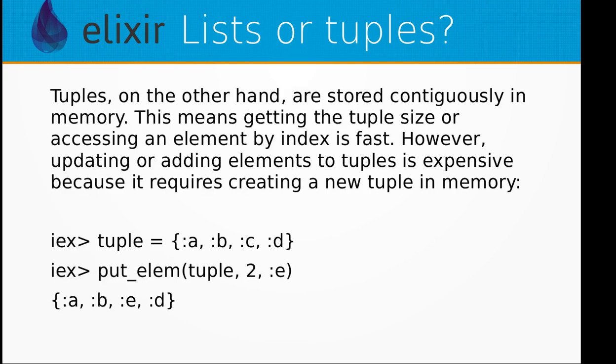Tuples, on the other hand, are stored contiguously in memory. This means getting the tuple size or accessing an element by index is fast. However, updating or adding elements to tuples is expensive because it requires creating a new tuple in memory.